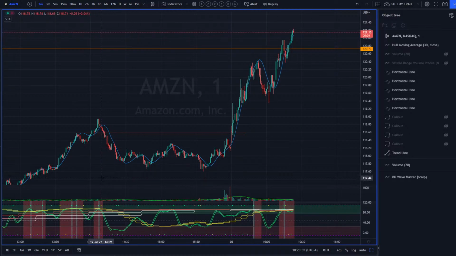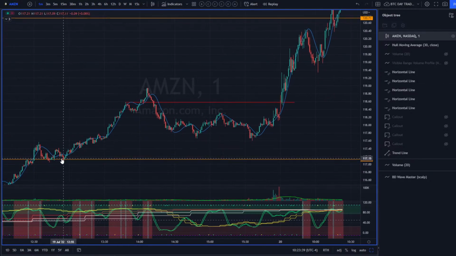So that would have been, let me pull this back here, about right here. It was about 12:30 in the afternoon. We broke through this level here at about 117. So we broke through a level and took a trade right here. We got into the 118 call at about 1.58.